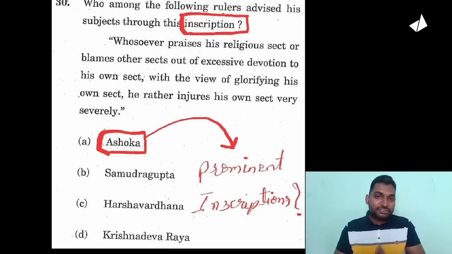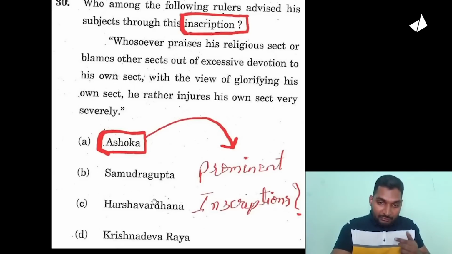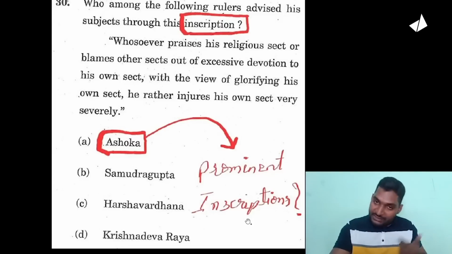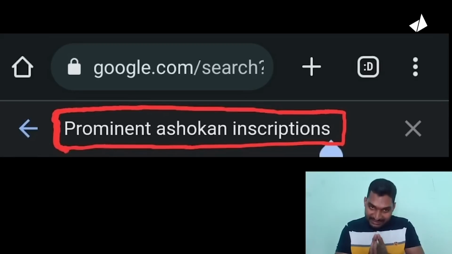Now, this is the first question from 2020. This is a level 2 analysis question, but there is a reason I have taken this first. The keywords here are Ashokan inscriptions. This question had given a particular text and asked to whom this inscription has been ascribed. The answer was Ashoka. So we go on for level 2 analysis. The context is given. We probe the prominent inscriptions of Ashoka. We just open the browser and search for prominent Ashokan inscriptions.